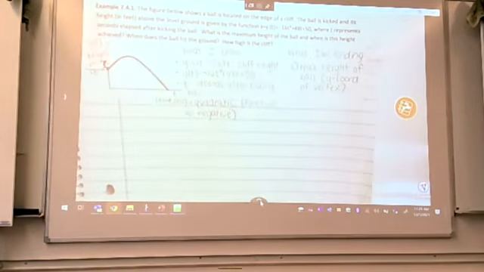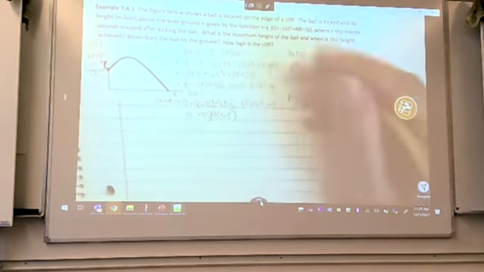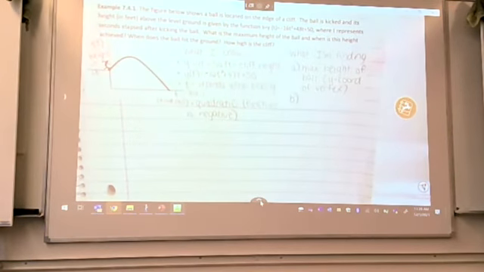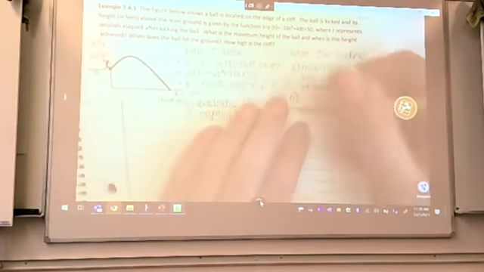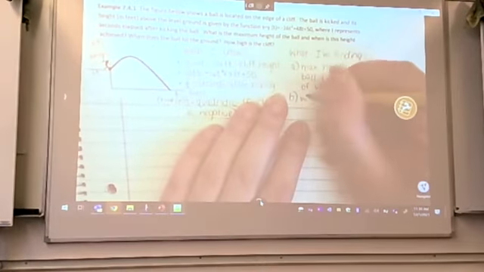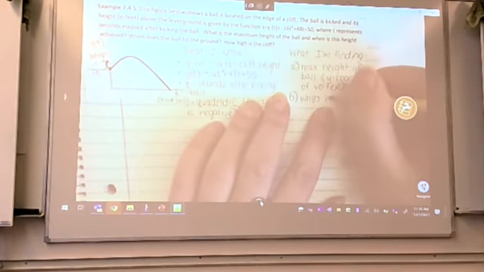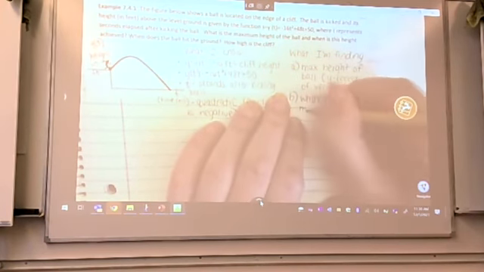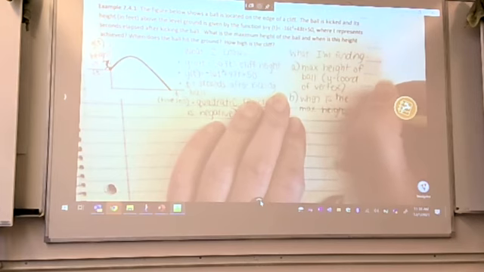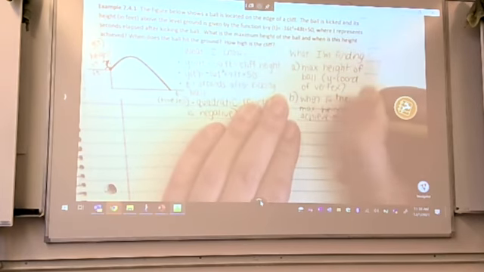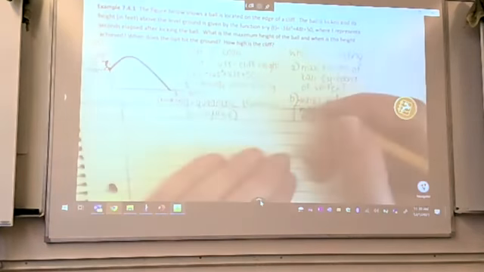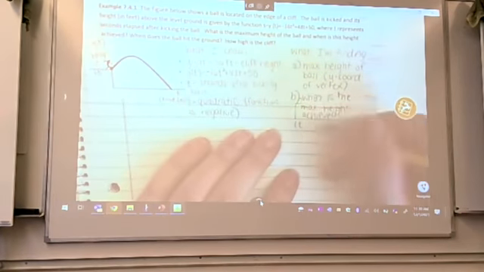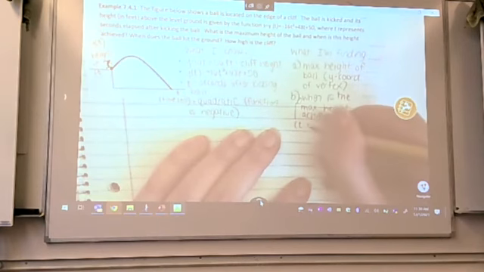Nonetheless, let's go to part B. So we've got, what is the maximum height of the ball? When is this height achieved? That's actually the next part. So, when is the max height achieved? That is technically code for, when we say when, that indicates time, right? So we'll say T, or you could say X of the vertex.